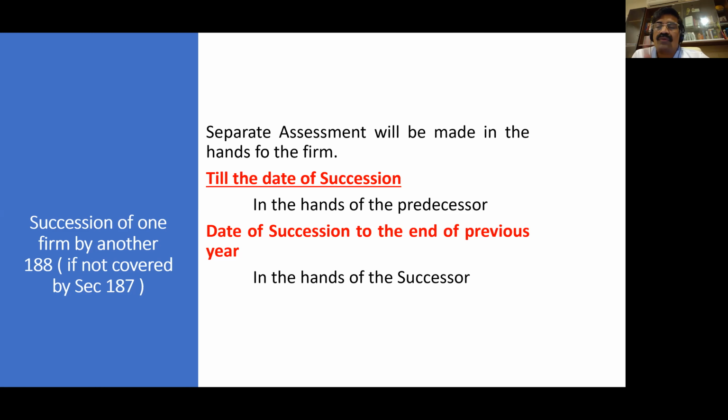If it is not covered by 187, ABC partnership firm will undergo two assessments for the same year, which will have huge ramifications. Separate assessments will be made in the hands of the firm till the date of succession in the hands of the predecessor firm, and from the date of succession to the end of the previous year in the hands of the successor. What is most important is the partnership firm does not even know this.